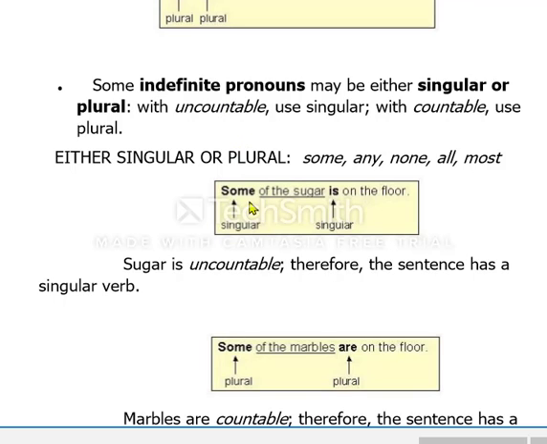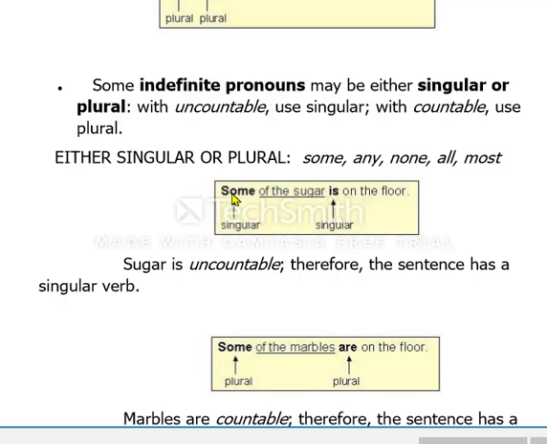And here in the sentence, some of the marbles. Now marbles is a countable noun. So here some will be considered as plural form. And in some of the marbles are on the floor, you will use are in place of is.